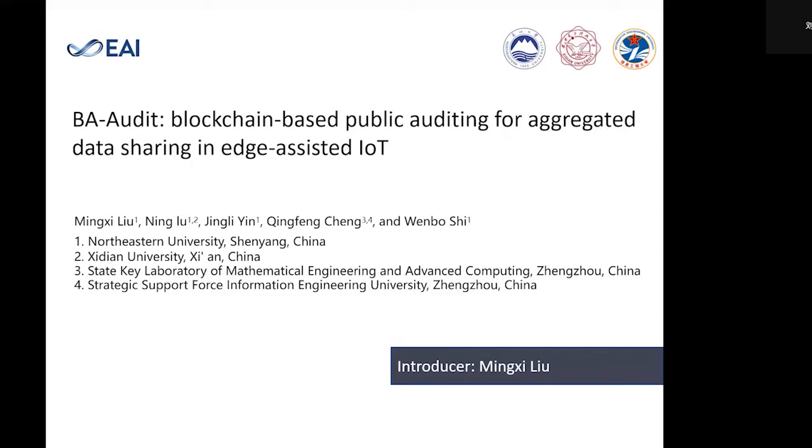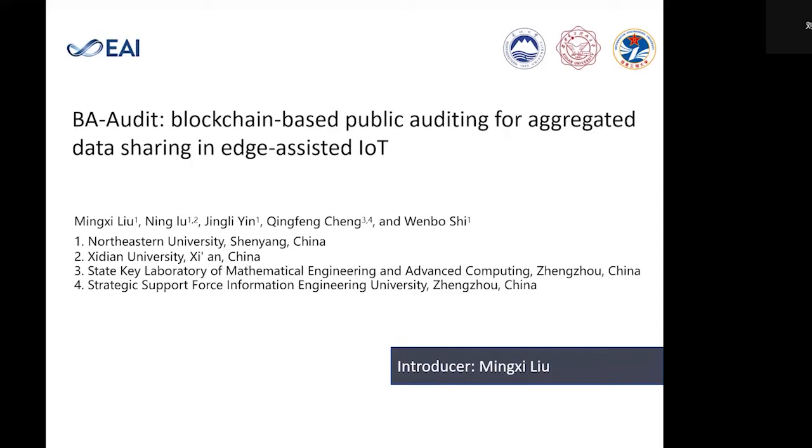The topic of my presentation is BA-Audit, blockchain-based public auditing for aggregated data sharing in edge-assisted Internet of Things. This is a paper presented at SPINS 2021.